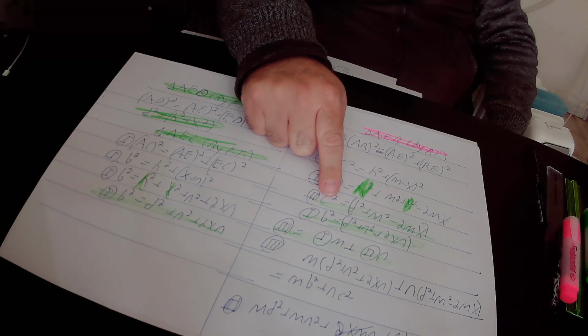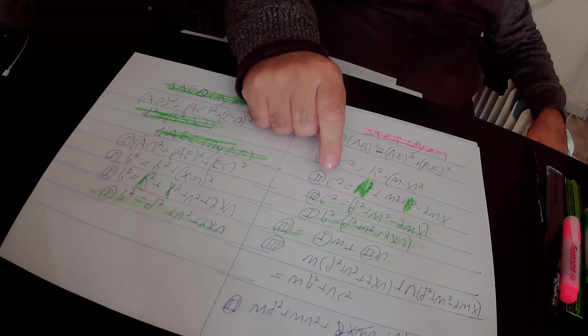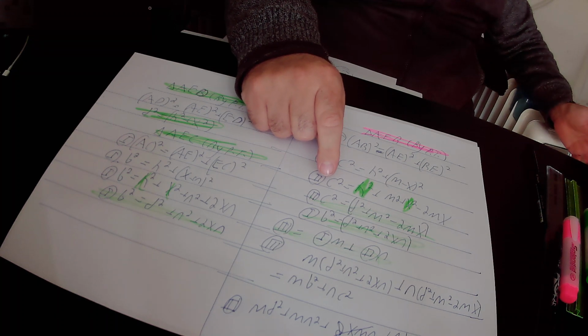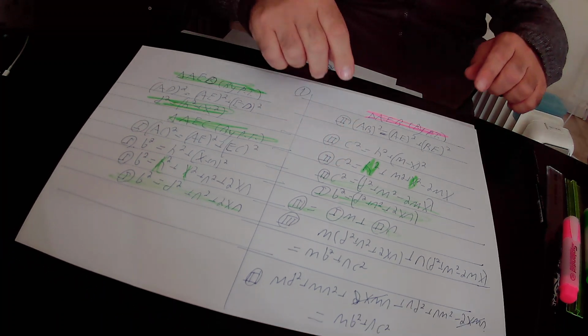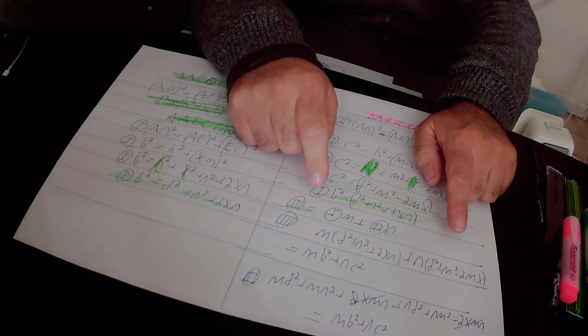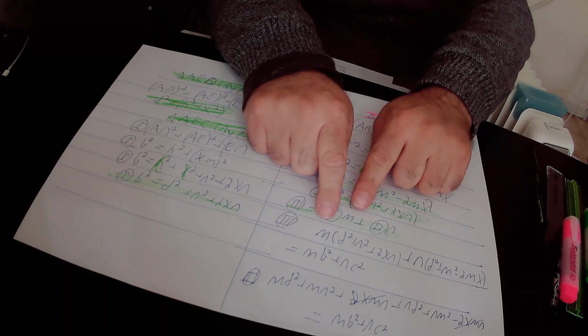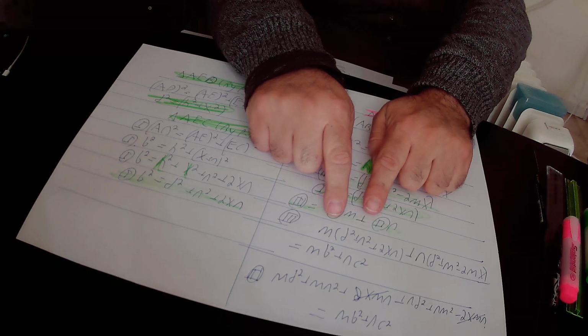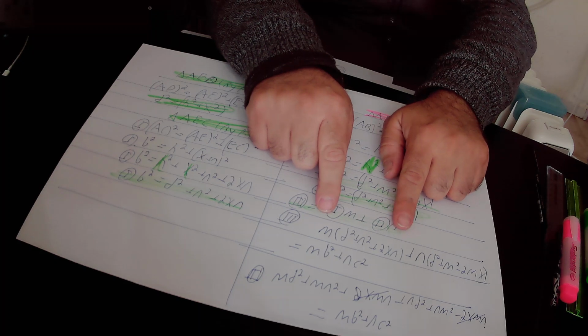On the left side of equation number 1 we have b squared, so it is mb squared, plus the multiplication of the left side of equation number 2 by n. On the left side of equation number 2 we have c squared, so it is nc squared. Okay. In the next step we open the brackets on this side of equation number 3, and we get that m times d squared is md squared, plus m times n squared is mn squared, plus m times 2xn is 2xmn.